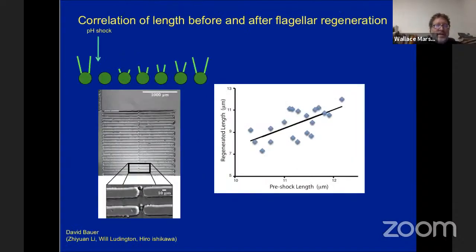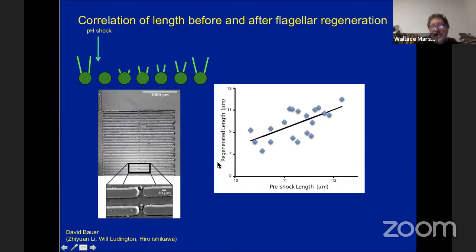So to try to test this, what we've done is to take cells and remove the flagella entirely using pH shock, so the flagella pop off and they grow back. So if you look at the flagella length before you do this, and then you look at the length they regenerate to afterward, the only thing that was retained was the cell body. So if you were to see correlation in the lengths before and after regeneration, that would argue that something has been propagated through the cell body. And so, using customized microfluidic devices developed by David Bauer, he was able to do the pH shock and watch flagella regenerating in this device.